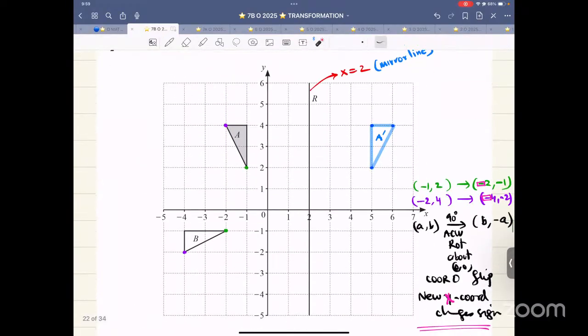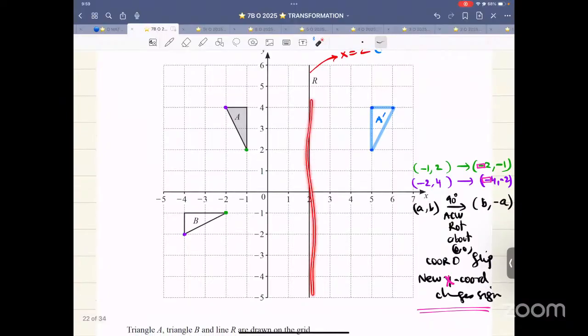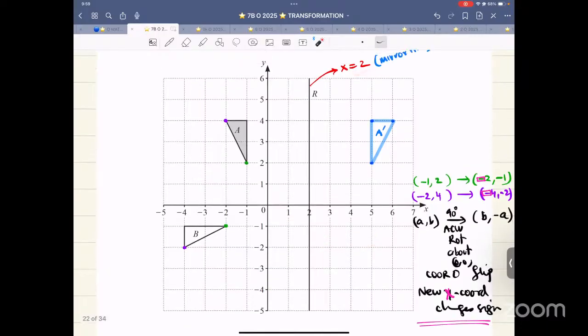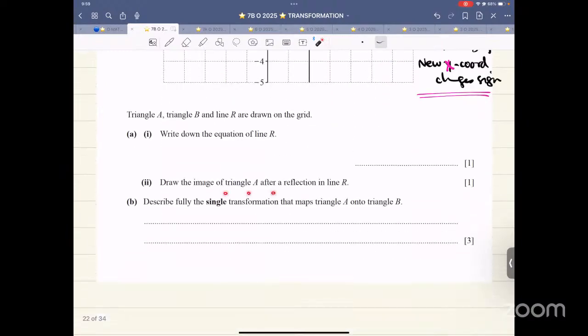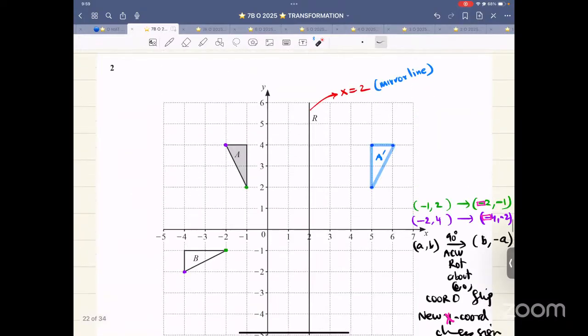So that's coordinate geometry. A line which is vertical is of the form x equals a constant, and that value is 2. This is like 1, 2, 3 units from the mirror line, so it should be 1, 2, 3 units over here. This is facing this way, this will face this way. This is going down, this is going down like this, and that is a mirror image. Draw the image of triangle A after reflection. Describe fully the single transformation that maps A onto B.